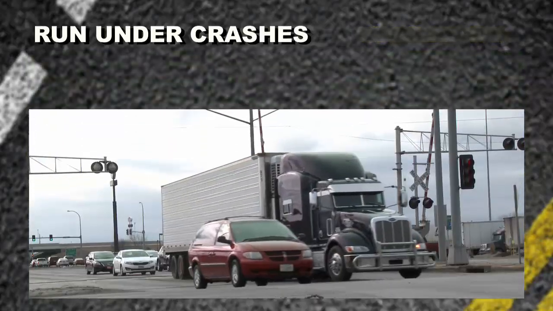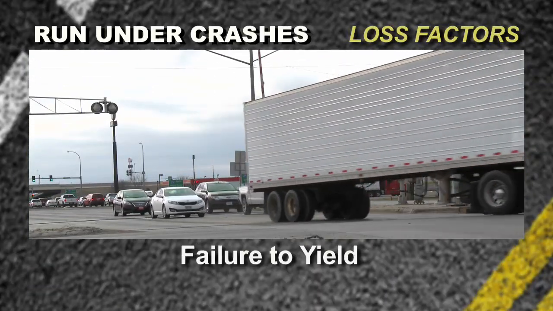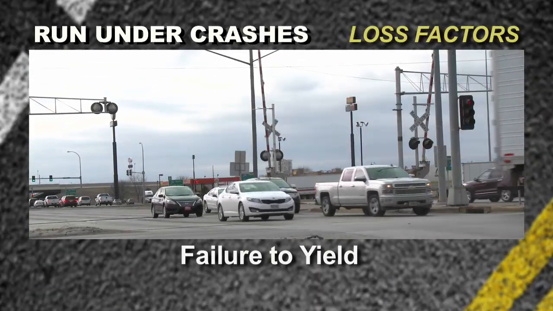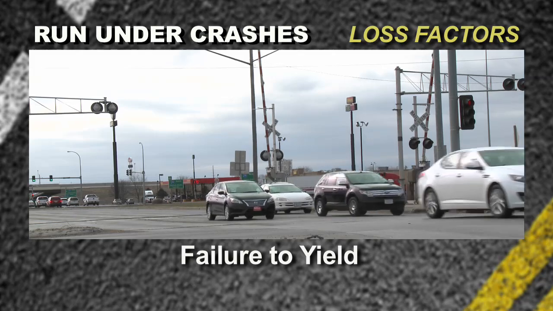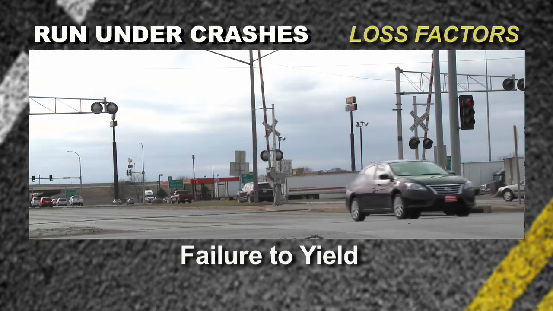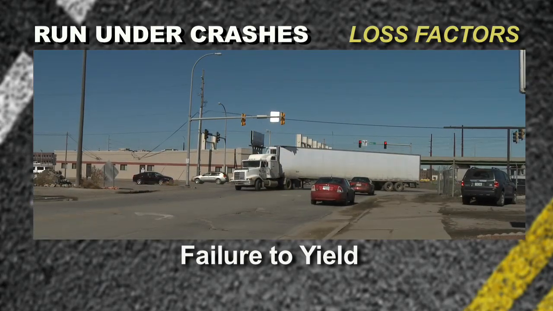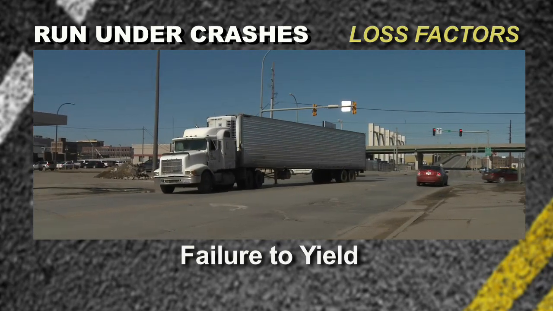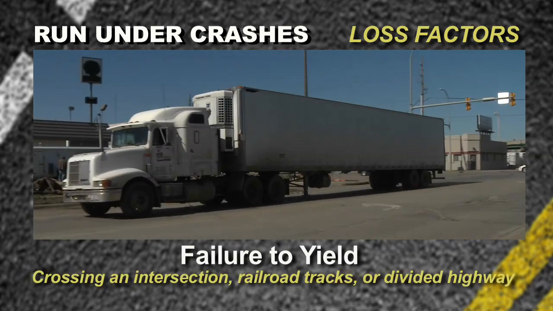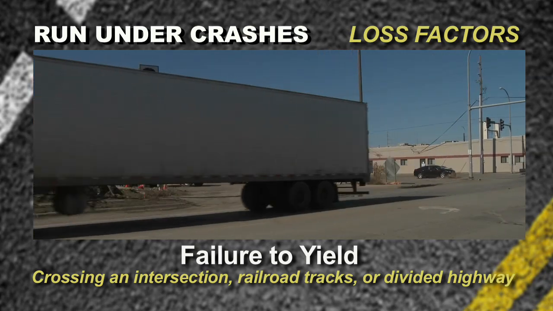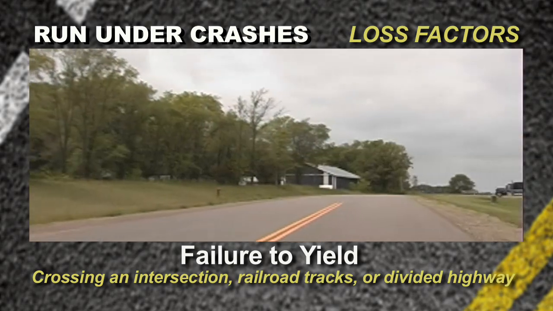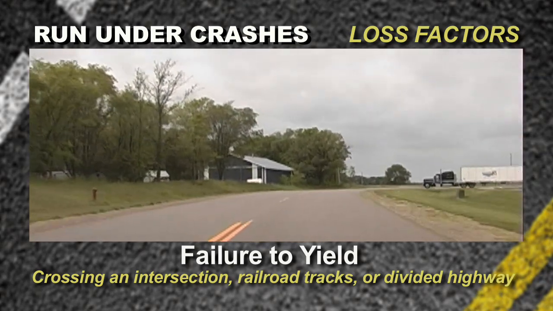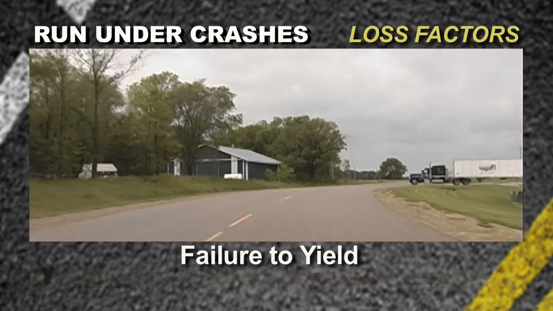The next loss factor we will discuss is failure to yield. For the most part, motor vehicles, especially large trucks, should not block the path of oncoming traffic and expect other vehicles that have the right-of-way to slow down or stop. This is a common cause of run-under and side impact crashes, especially when crossing an intersection, railroad tracks, or divided highway. Here's a reenactment from the automobile driver's perspective.